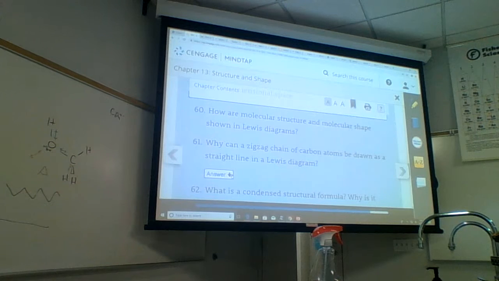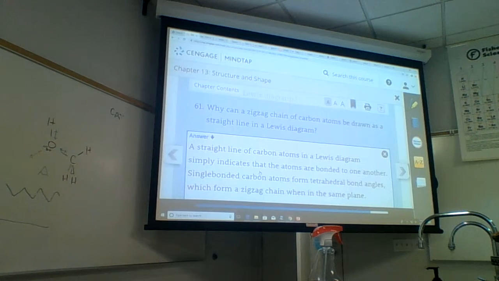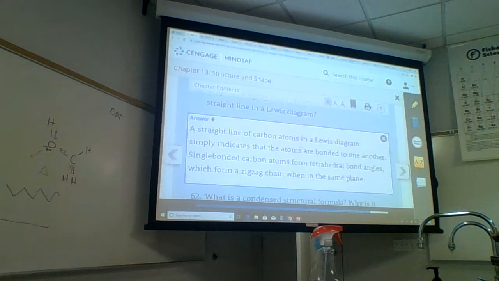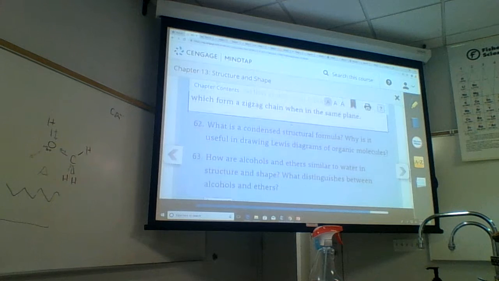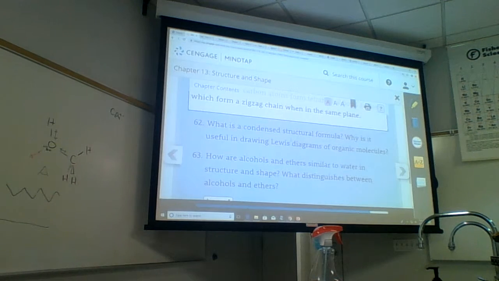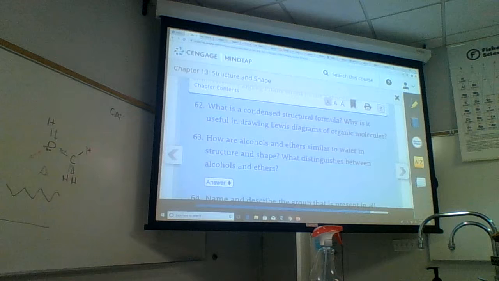Well, let's see what their answer is. A straight line in the Lewis diagram simply indicates that atoms are bonded together. We don't show any shape. What is the condensed structural formula? Do you know what that is? We talked a little bit about it. Why is it useful in drawing Lewis diagrams?